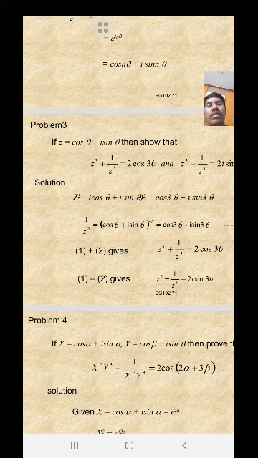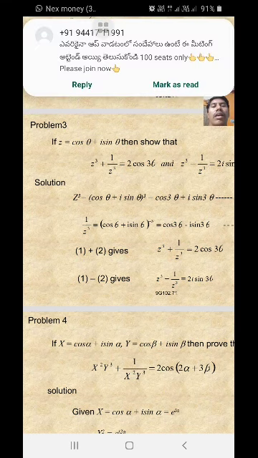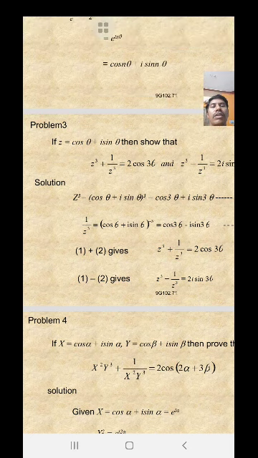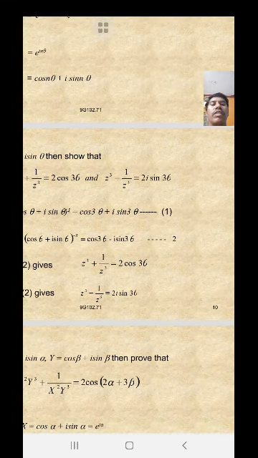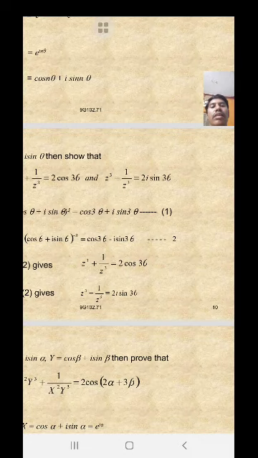Next question, that is third, problem 3. If z equals cos theta plus i sin theta, then show that z power 3 plus 1 by z power 3 equals 2 cos 3 theta, and z power 3 minus 1 by z power 3 equals 2i sin 3 theta.